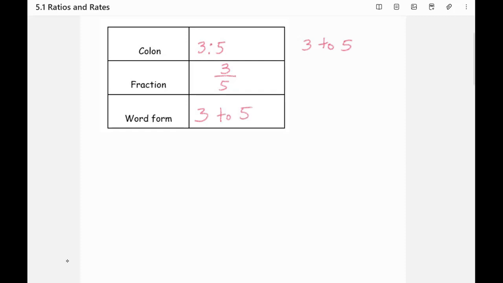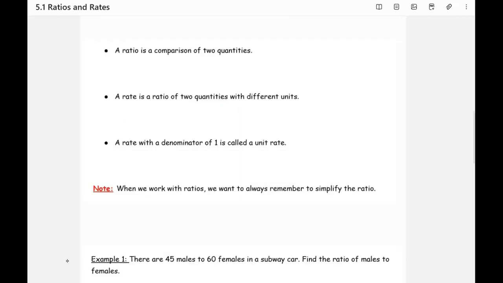Now let's talk about some definitions. A ratio is a comparison of two quantities. For example, if we use the quantity of 3 to 5. A rate is a ratio of two quantities with different units. So for example, we have 3 miles, and this is read as per 5 hours.